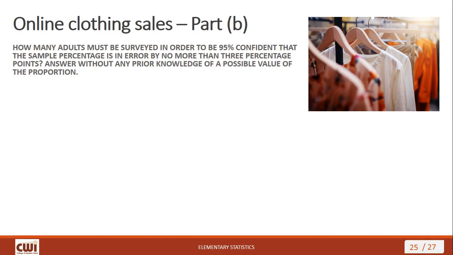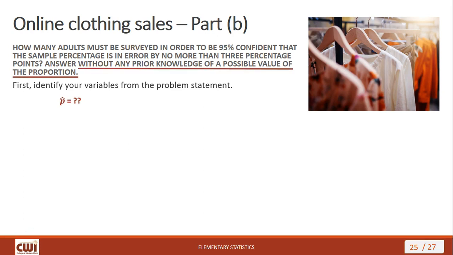Let's solve the same problem, only this time we're not going to have that Census Bureau statistic. In fact, we're not going to know anything about what the proportion of our population is that actually buys clothing online. So we're going to go through the same process, identify the variables from the problem statement. We don't know what p hat is, so what do we do? Well, that means we don't know what q hat is either.